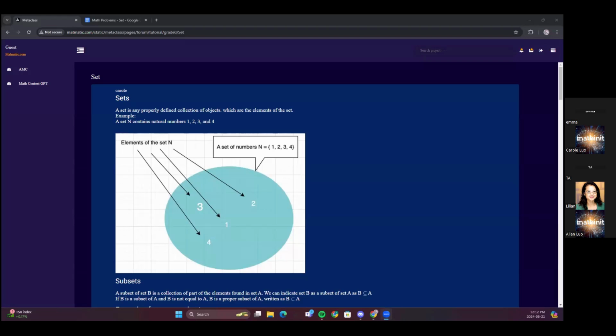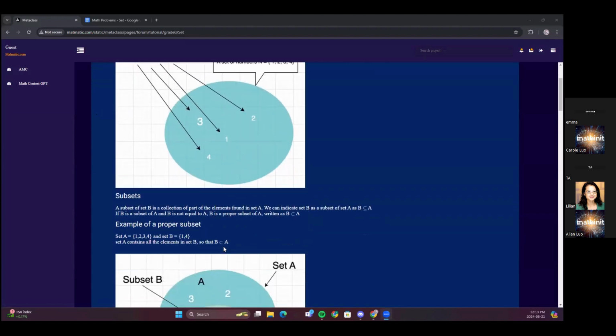So in this tutorial, I'll be going over sets. A set is essentially a group of objects, which are elements in the set. Elements of a set are typically mathematical objects, such as symbols, shapes, and numbers. For example, in this set, the elements are 1, 2, 3, and 4.